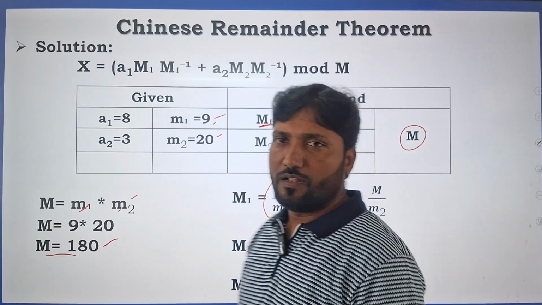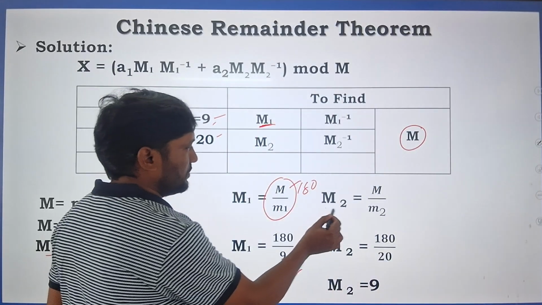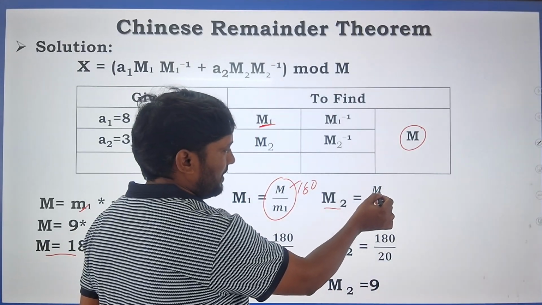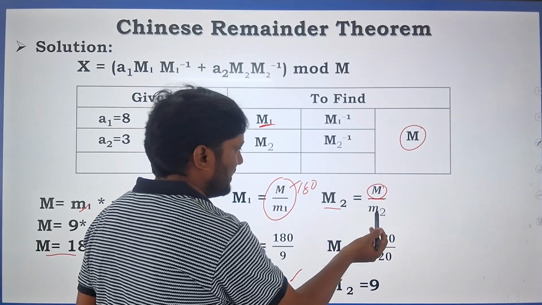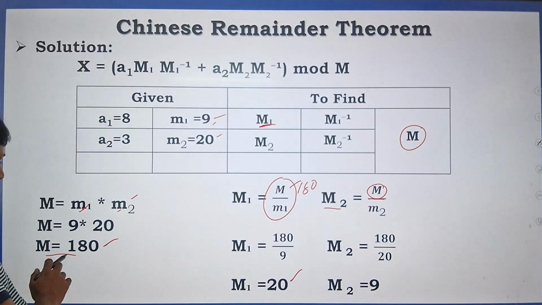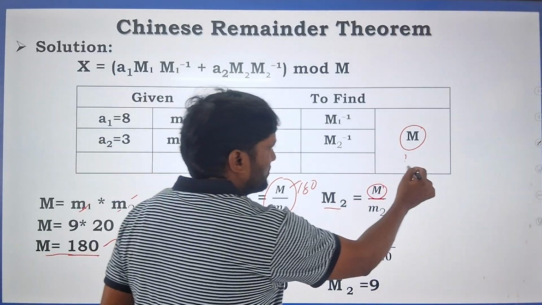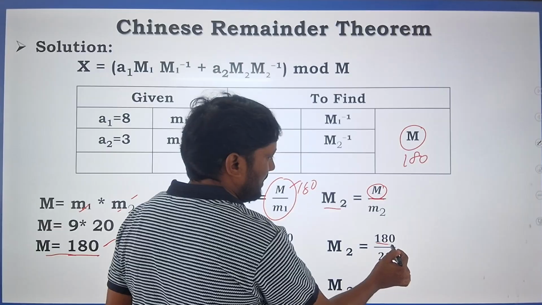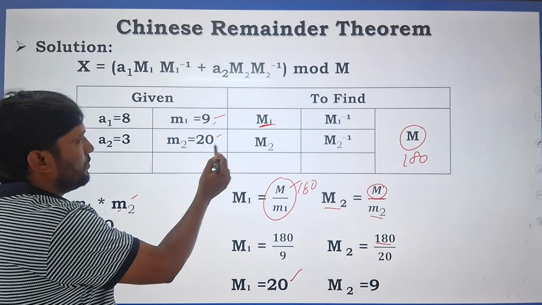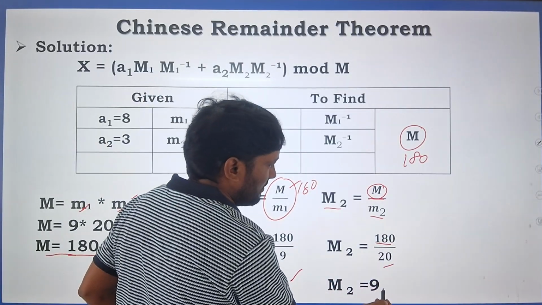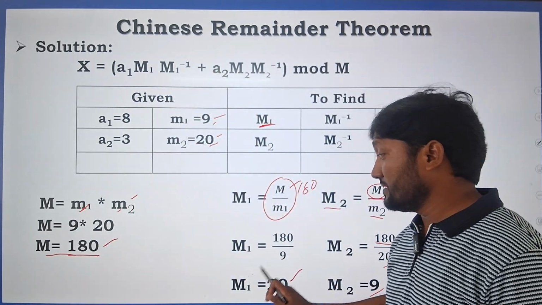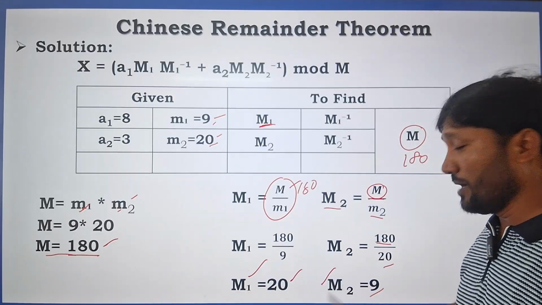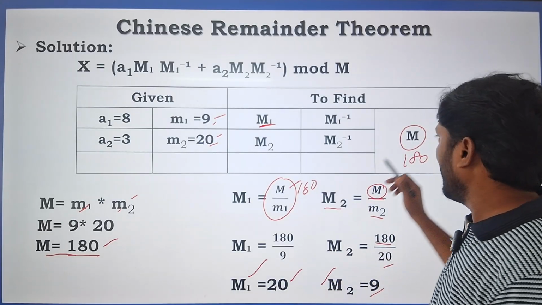Similarly, we are going to calculate M2. The formula is M by m2. We already calculated the capital M, 180. So 180 by m2, which is 20, gives 9. So now we know M1, M2 and the capital M.